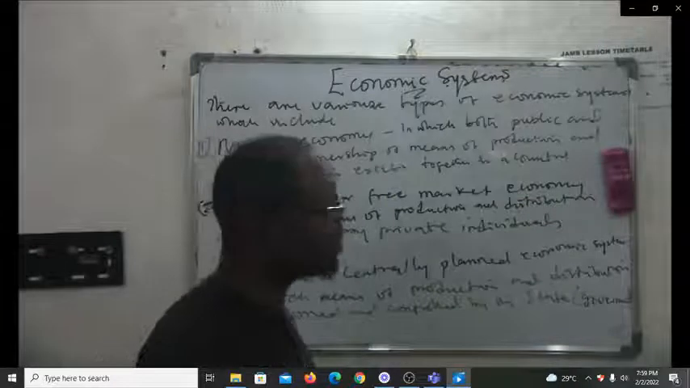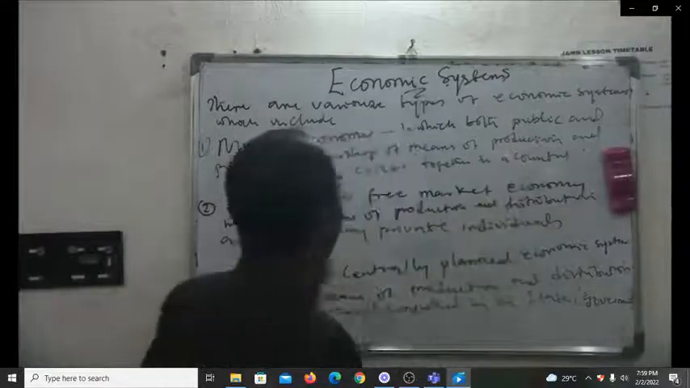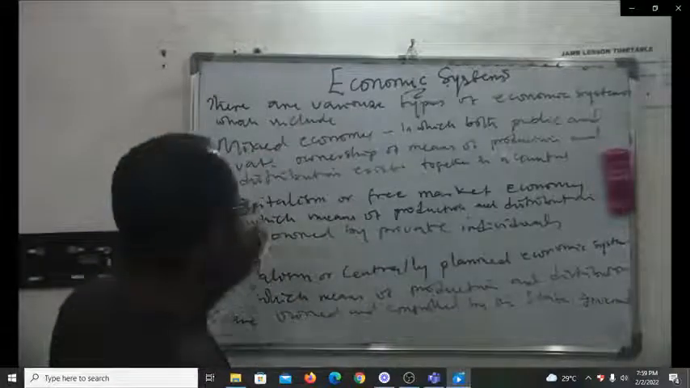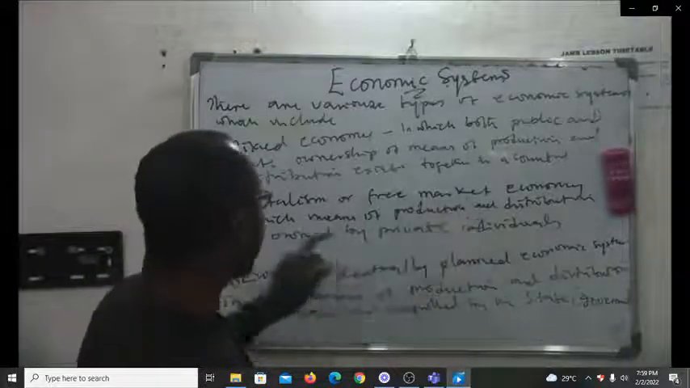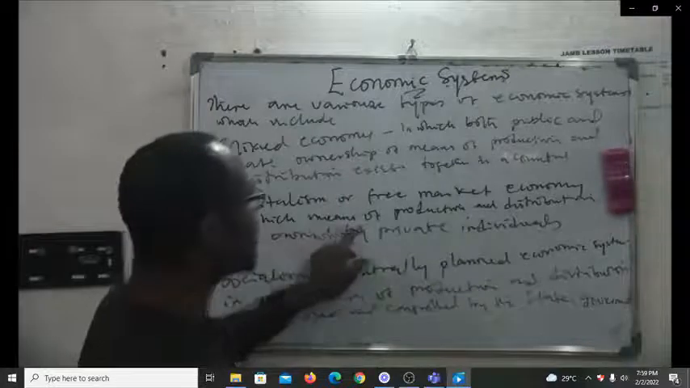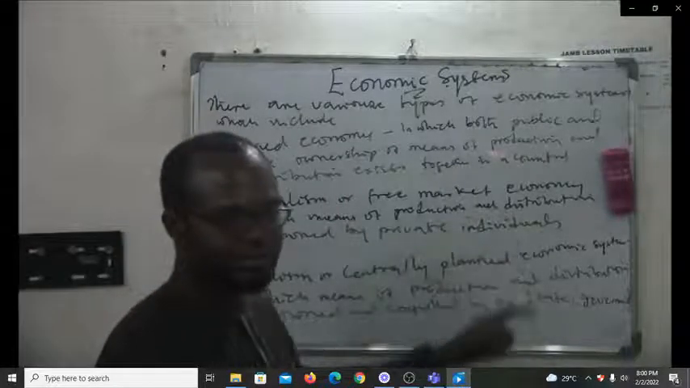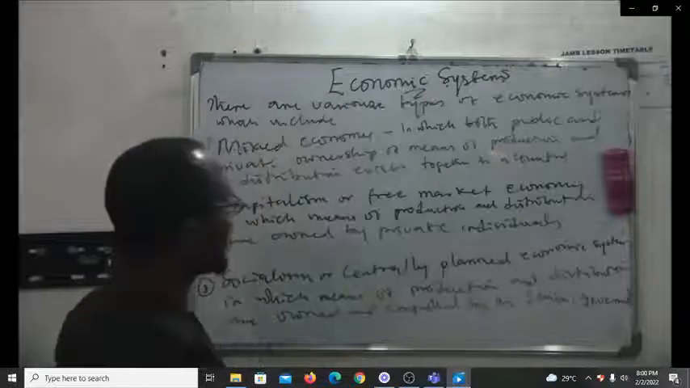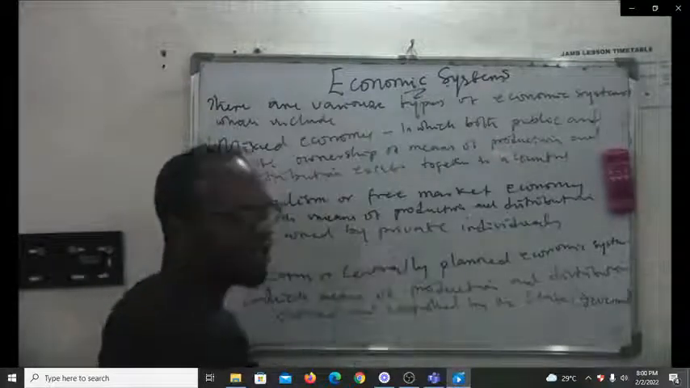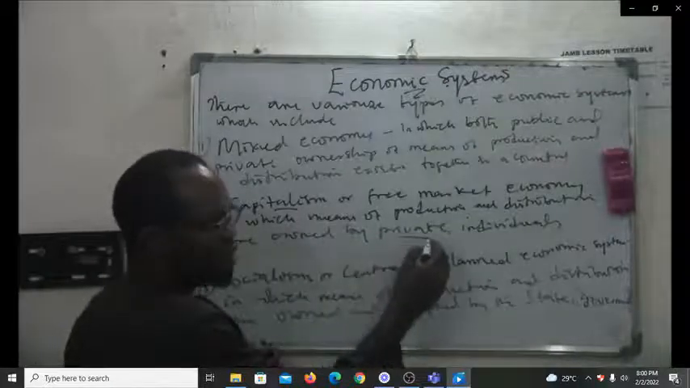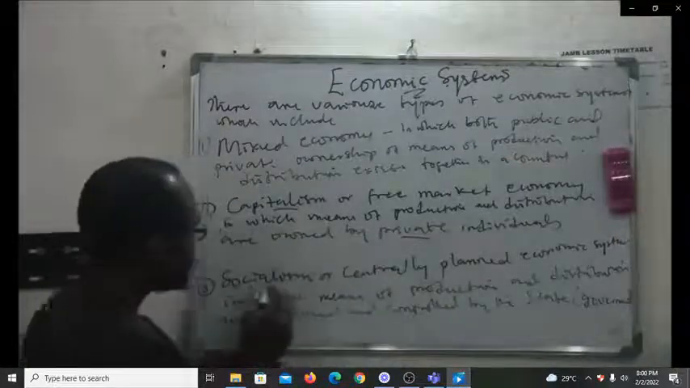Like in Nigeria, both the public and the private people own the means of production and distribution. Capitalism, or free market economy, is a type in which the means of production and distribution are owned by private individuals. Exactly. When you talk about capitalism, it is owned by what? Private individuals. Can you see that? Capitalism is owned by what? Private individuals.